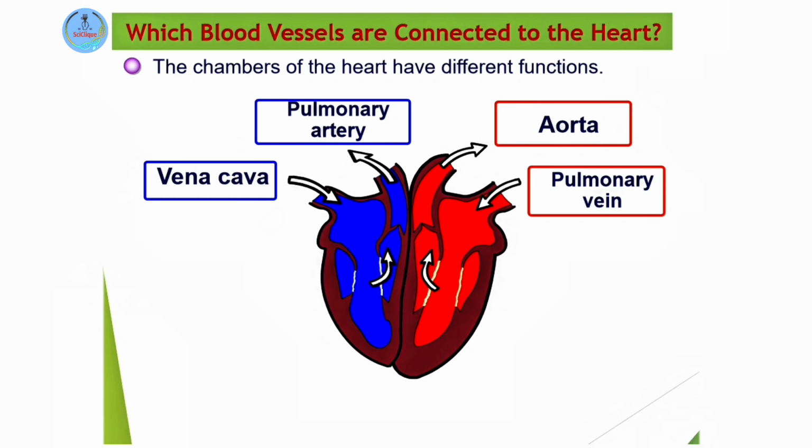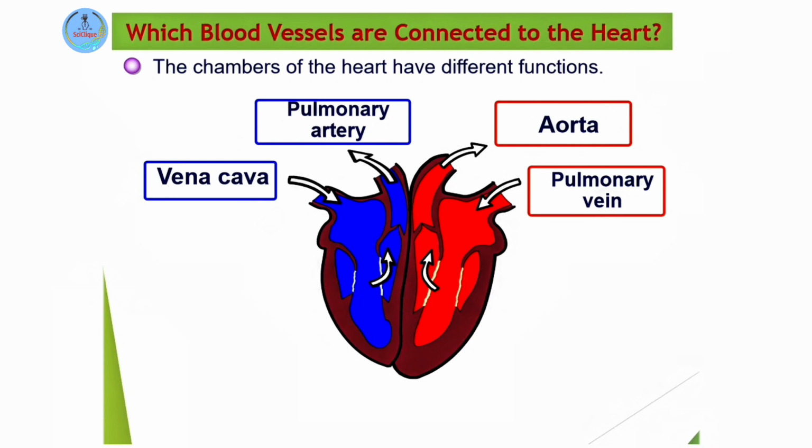So is the right side. Now when it comes to arteries, arteries usually transport oxygenated blood with the exception of the pulmonary artery. Veins, on the other hand, usually transport deoxygenated blood with the exception of the pulmonary vein. So the pulmonary vein transports oxygenated blood.